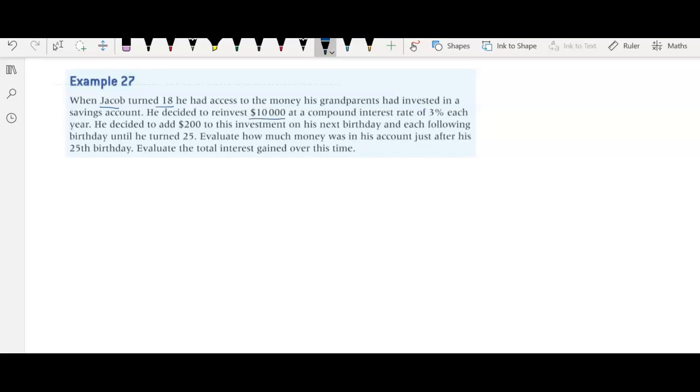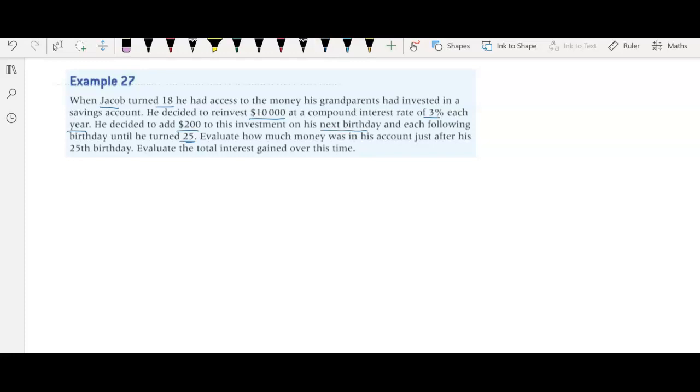So he's got 10,000 when he turns 18. Compound interest of 3% each year. He decided to add $200 to this investment on his next birthday and each following birthday until he turned 25. Right. So when he turned 18, he got $10,000, and he decided to add $200 to this investment on his next birthday.